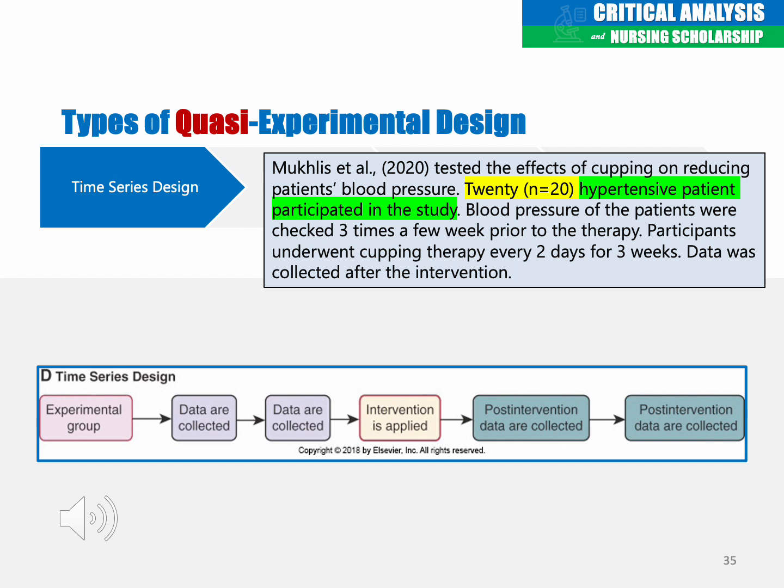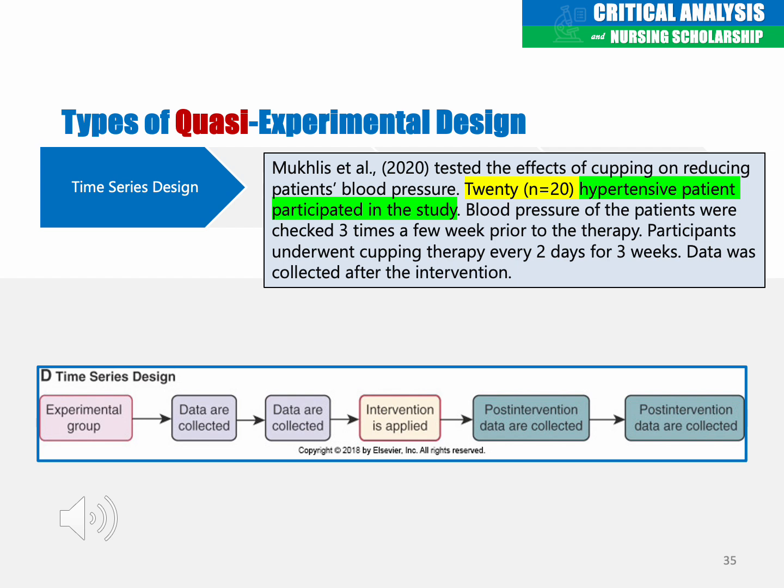Blood pressure of the patients was checked 3 times a few weeks prior to the therapy. Participants underwent cupping therapy every 2 days for 3 weeks. Data was collected after the intervention. Now, let's go back to the 3 elements of true experimental research design and let us see whether or not they are present in here.